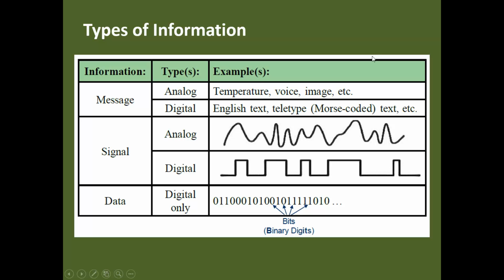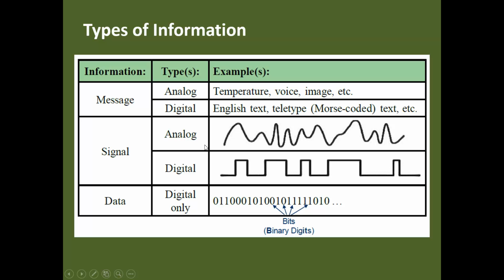And it can also be a teletype message, Morse coded text. Actually, Morse code was developed in 1837, and this is treated to be the first digital communication system which came into existence in 1837. Right. So this is a digital form of the message.